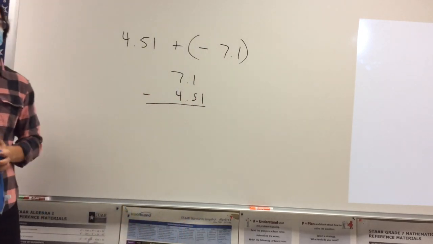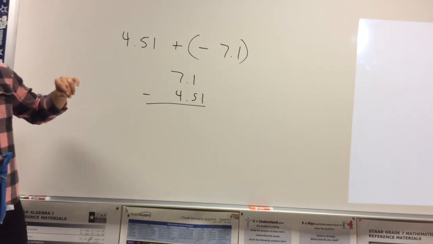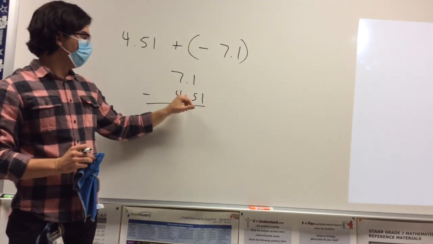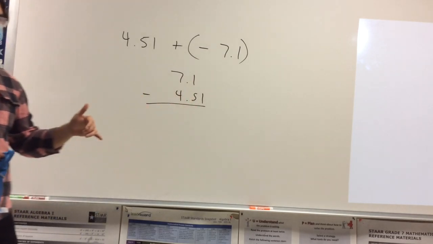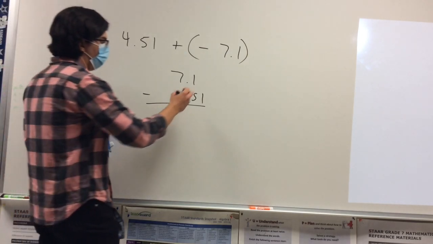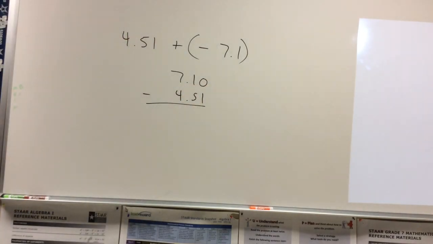Okay? Is everybody okay with that? I want you to hear this. When we are adding or subtracting, we must line up our decimals. So these two decimals have to be lined up. We're okay with that. I'm also going to put a 0 in here as a place value holder. Does anybody have an issue with that?